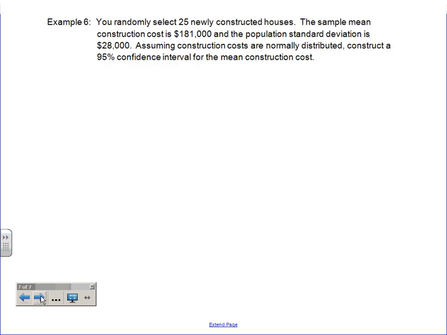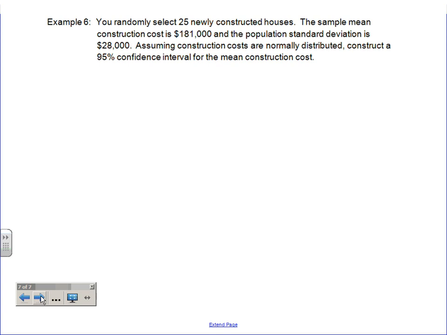And the last one. Randomly select 25 newly constructed houses. The sample mean construction cost is 181,000. Population standard deviation is 28,000. Assuming construction costs are normally distributed, construct a 95% confidence interval for the mean construction cost. I hope in reading that, you realize what we're going to have to do.